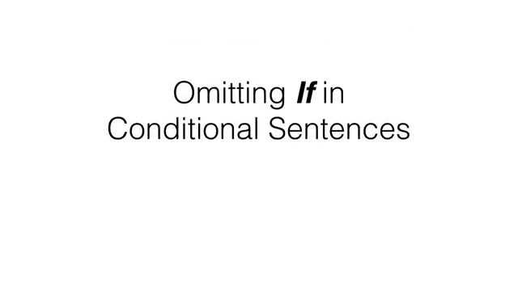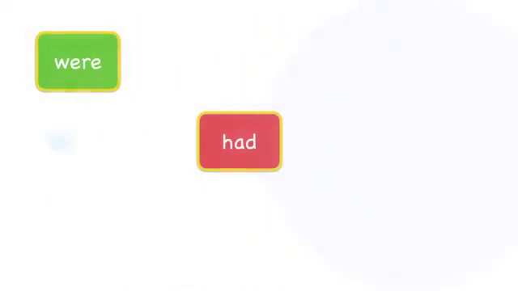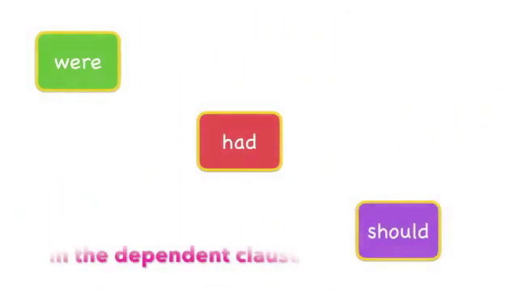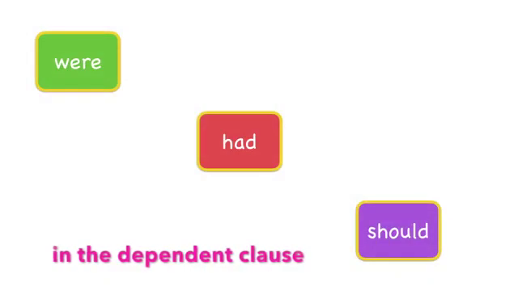Omitting if in conditional sentences. In this lesson, you will learn how it is possible to make conditional sentences without if. This is possible for conditional sentences that contain were, had, and should. Let's take a look at an example of a conditional sentence where if has been omitted.